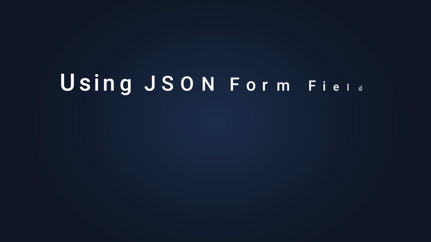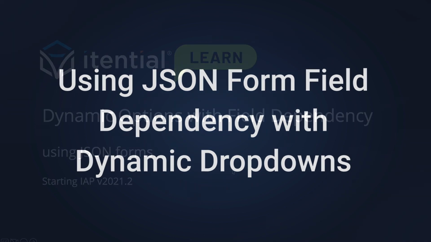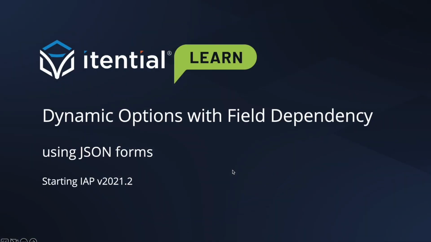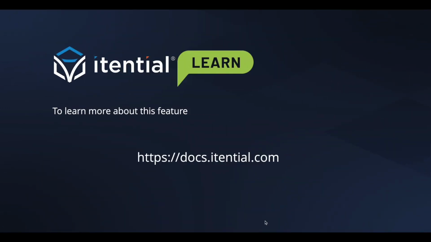In today's demo, we will cover a new JSON Form feature available in IAP version 2021.2 and 2022.1 called Dynamic Options with Field Dependency, followed by a real-time example to show this feature in action. Please refer to our documentation site at docs.itential.com to learn more about this feature.